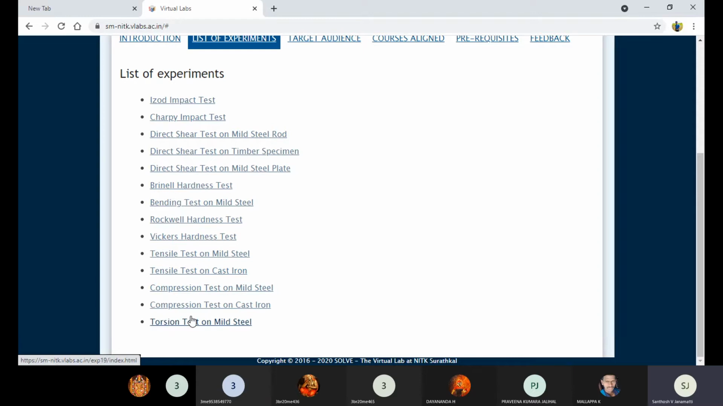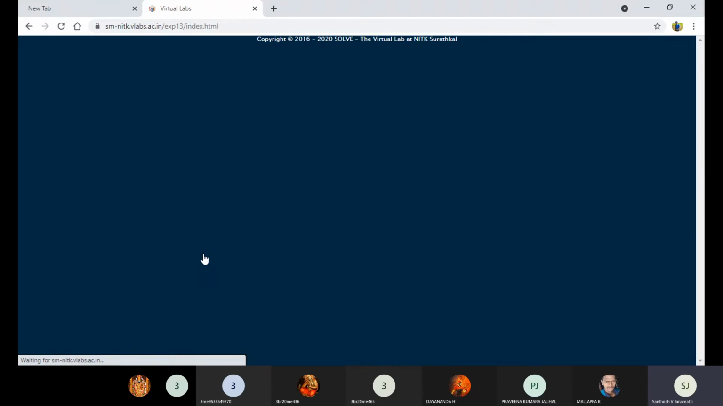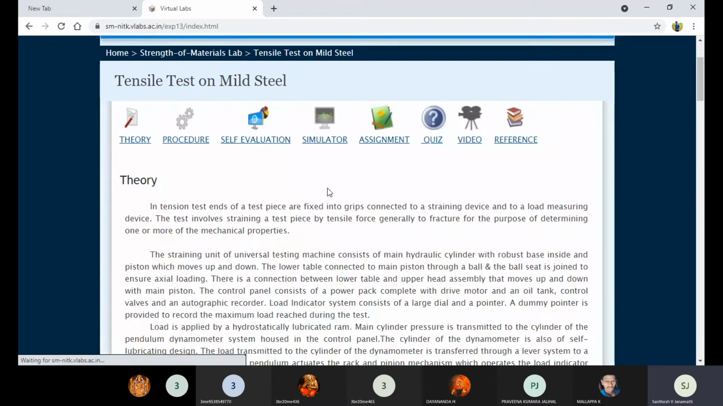Thereafter compression is there, torsional is there, and the shear test is one more. Today we will discuss the tensile test for the mild steel material. You know very well about the tensile test theoretically, so let's begin the experiment. Our aim of this virtual lab is to understand how these experiments are practically carried out, which we can understand through the simulation, through this virtual practice.